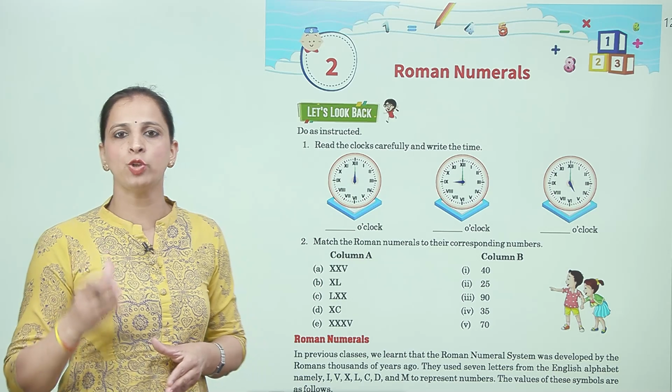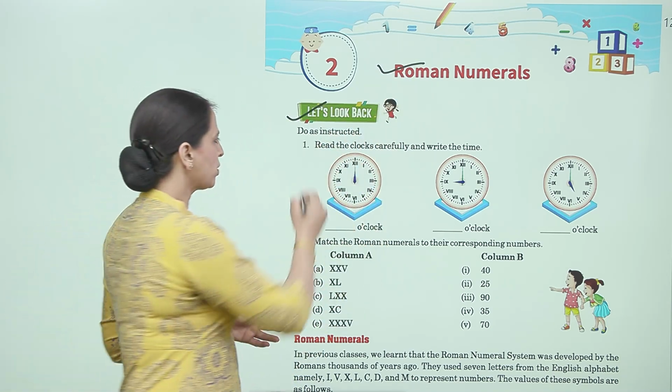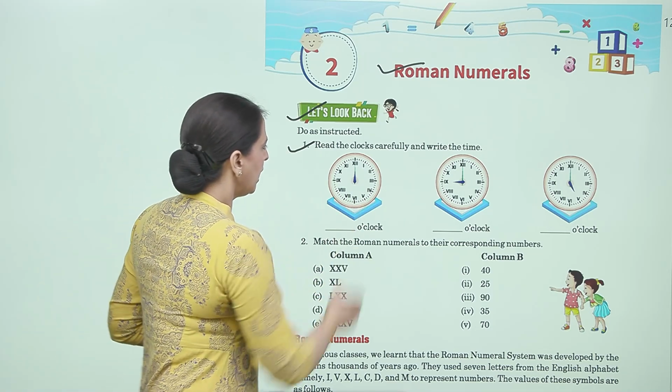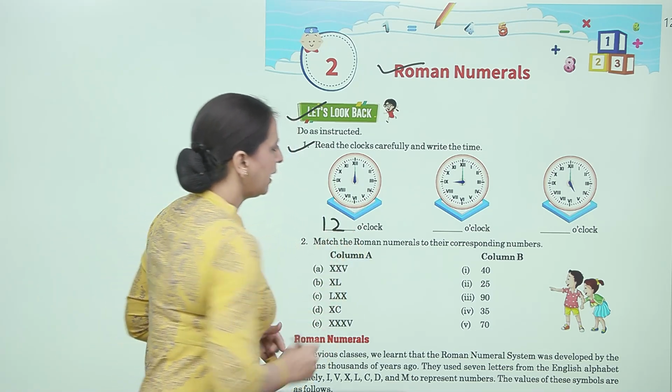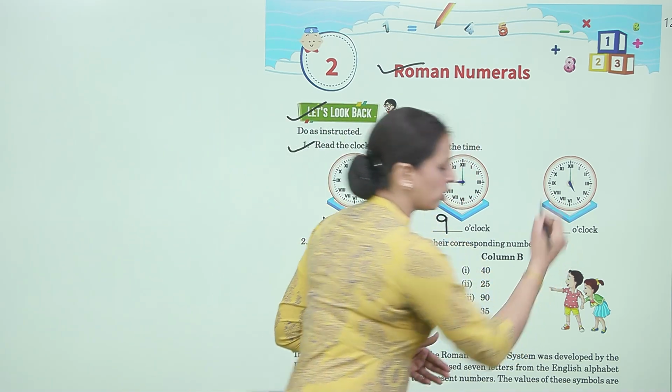Let us start our topic Roman numerals. Let's look back. Do as instructed. First, read the clocks carefully and write the time. Now, first, it's 12 o'clock. Next, it's 9 o'clock. Next, it is 5 o'clock.